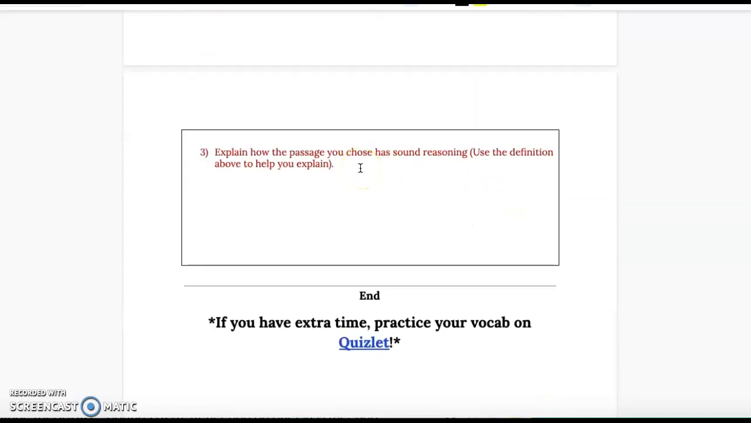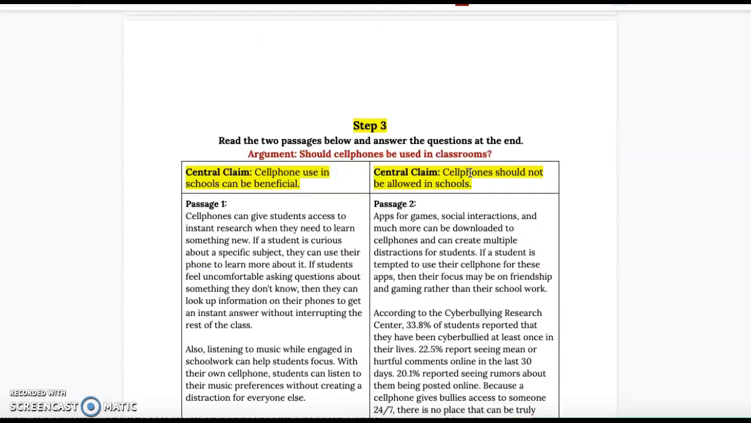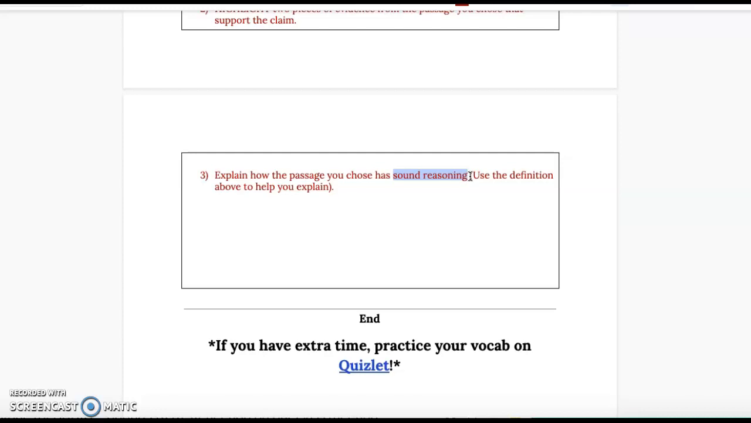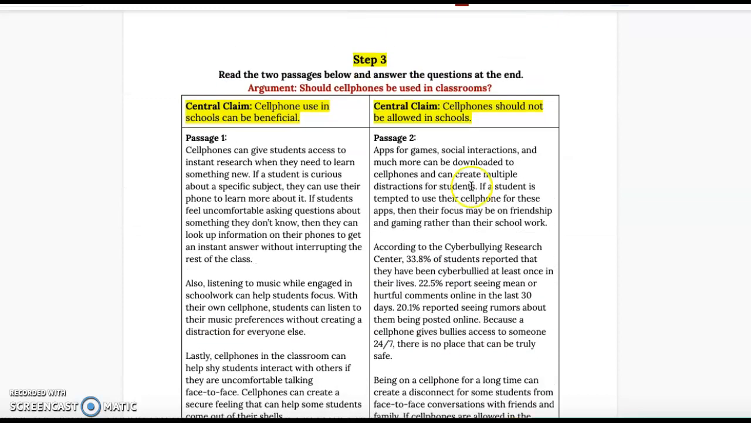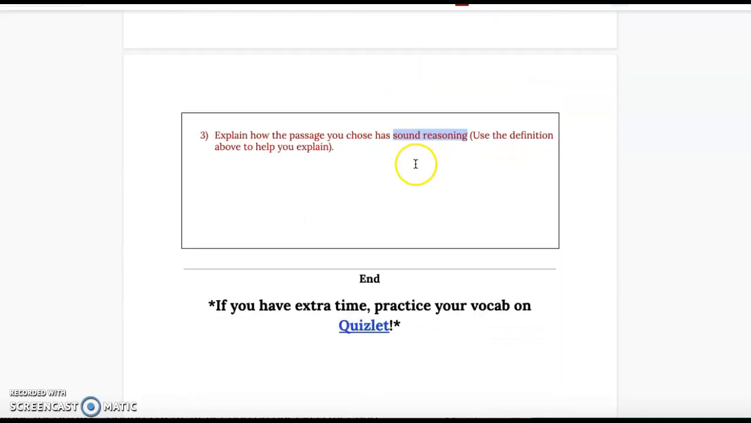Last question, explain how the passage you chose has sound reasoning. Okay, so this is a key element to a strong argument. Okay, sound reasoning. If you can't remember what it is, scroll back up, get to your definitions and find out, okay? Because that definition is going to help you answer this question. Explain how the passage you chose has sound reasoning. So passage 2, with the central claim of cell phones should not be allowed in schools, has sound reasoning. I feel it has sound reasoning because, and then give a couple reasons, okay?